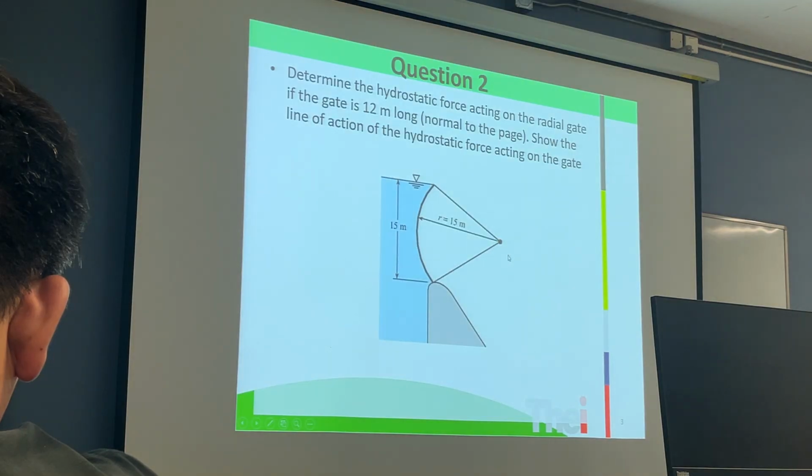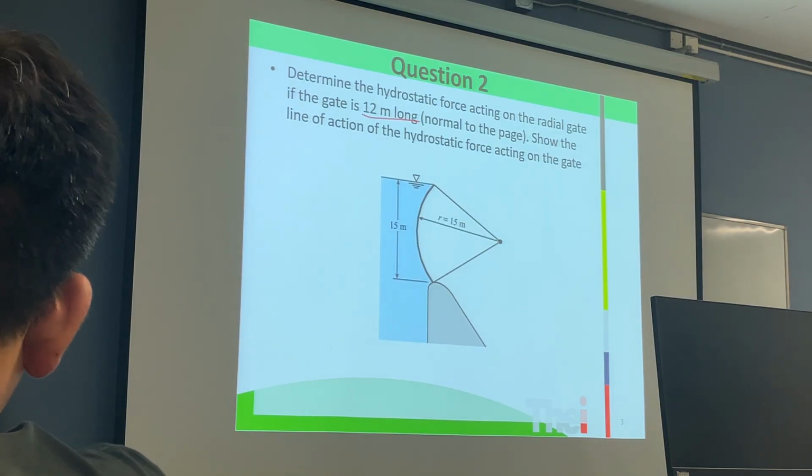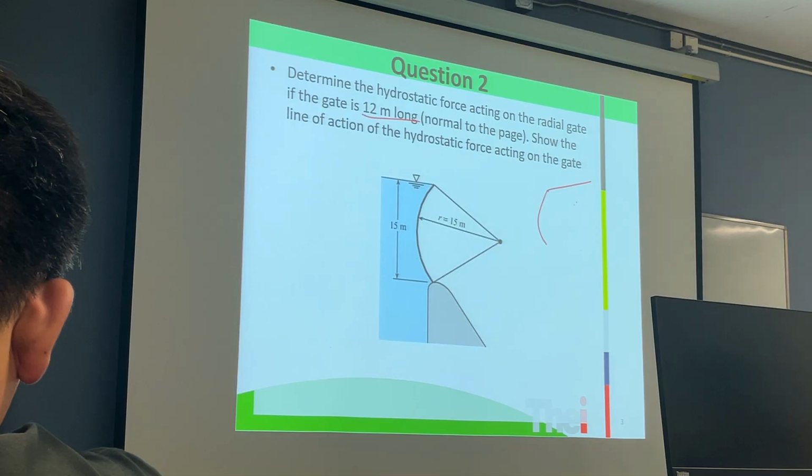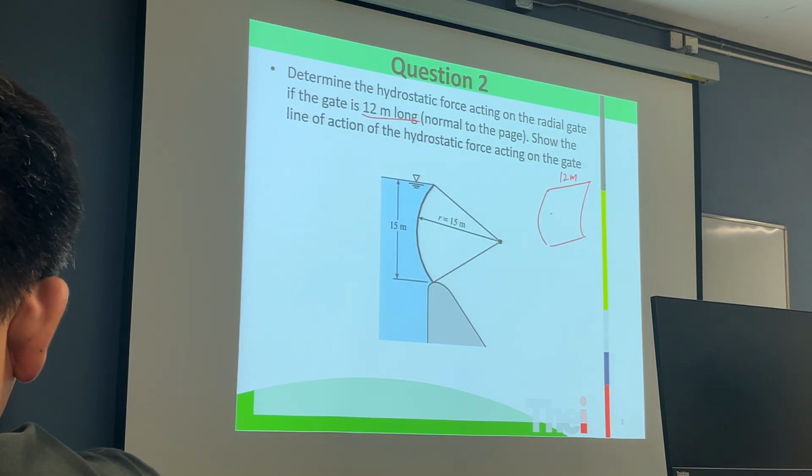Now here we are going to calculate how much is the hydrostatic force exerted on the spillway if the water overhead level is 15 meters and the gate's radius is also 15 meters. The 12 meters long is talking about the longitudinal length of this one.